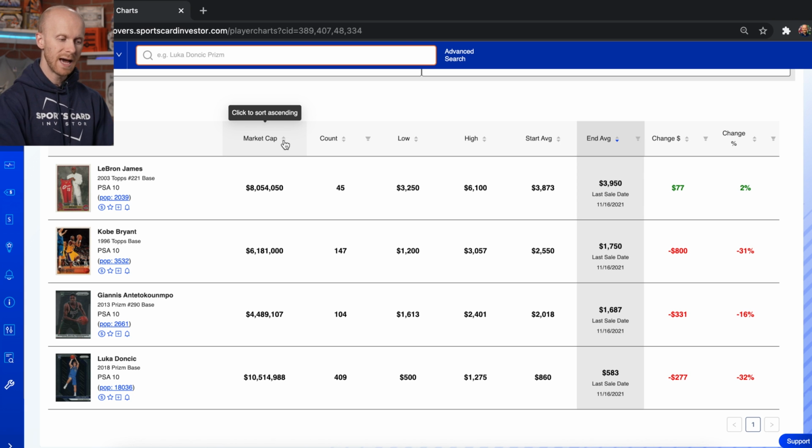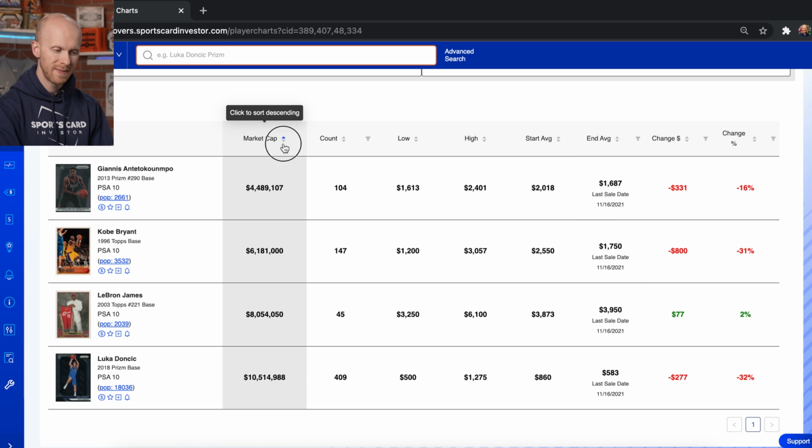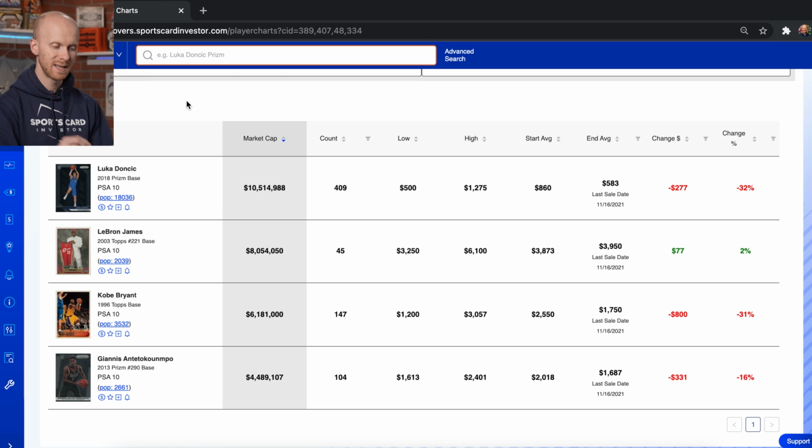So in this case, how many PSA 10 cards are there? 2,039 of this LeBron. And what's the ending average price at just under $4,000? Multiply those things together and you get your market cap rate. And you can obviously sort by that number to see which of these cards has the highest market cap.